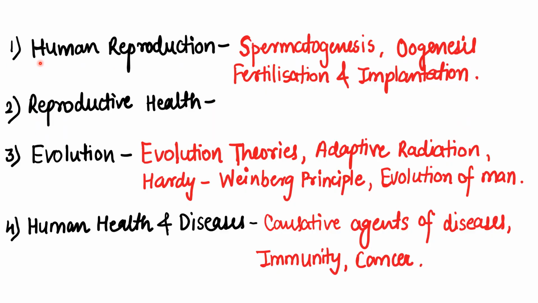The first zoology chapter from class 12 is human reproduction. This is a very lengthy chapter and you have to give much time to understand it. But here are some important topics which you can study first to get a clear idea and to score good in NEET biology. Spermatogenesis, the process of spermatogenesis, is important. Then oogenesis, that is formation of the egg, and fertilization and implantation process. These are some important topics that you can first cover from human reproduction.